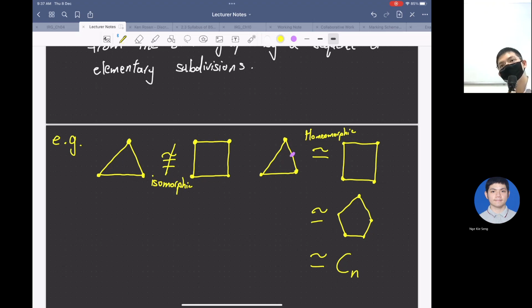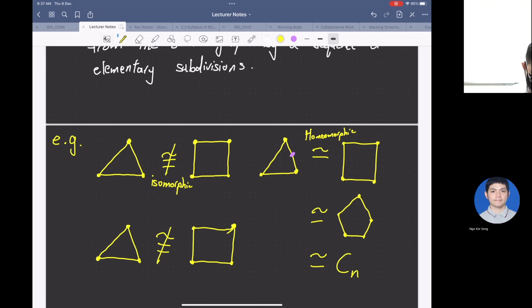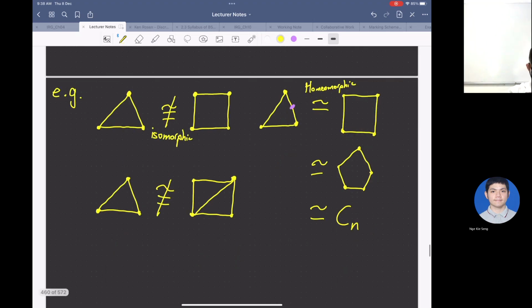It's not isomorphic. Cannot. For example, it's not isomorphic to this, but they are also not homeomorphic here. They are also not homeomorphic.